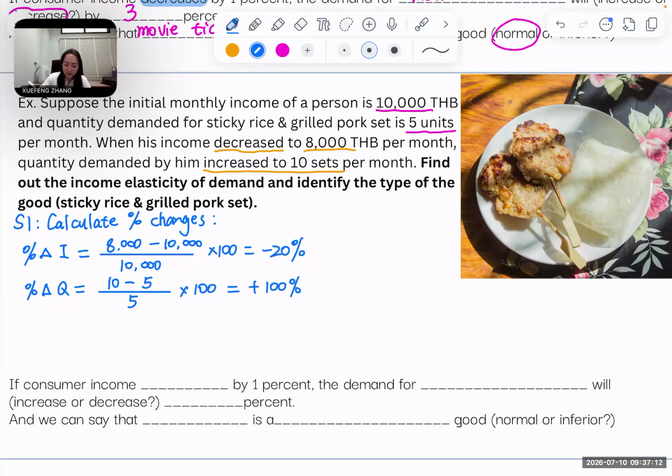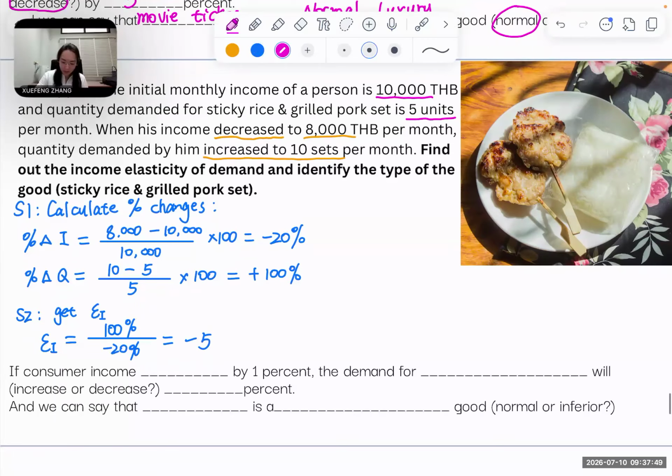Okay, next step, we just calculate. So get epsilon I. Epsilon I here equals percentage change in quantity divided by percentage change in income. So here we have 100% over negative 20%. Okay, so here we have negative 5. Okay, guys, let's interpret it.